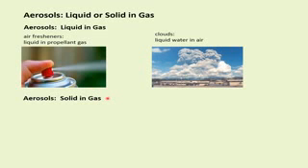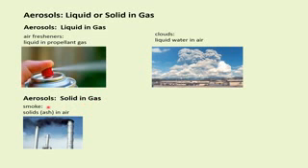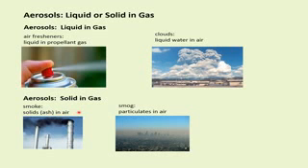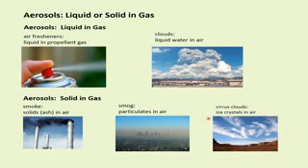Aerosols that are solids in gas include smoke. So we have ash, solid ash dispersed in air. Smog, again we have solids such as particulate in air. Notice the fogged appearance. And finally we have cirrus clouds. These are high-level clouds above, say, 6,000 meters, and these are actually ice crystals dispersed in air.